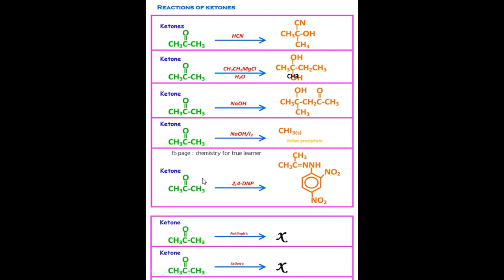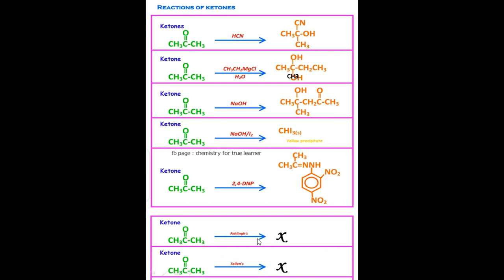So this test works for aldehydes, ketones, and let's say carboxylic acids, amides, or even esters, because they all have carbonyl groups in them. Take note, ketones are unreactive with Fehling's solution as well as Tollens' reagent.